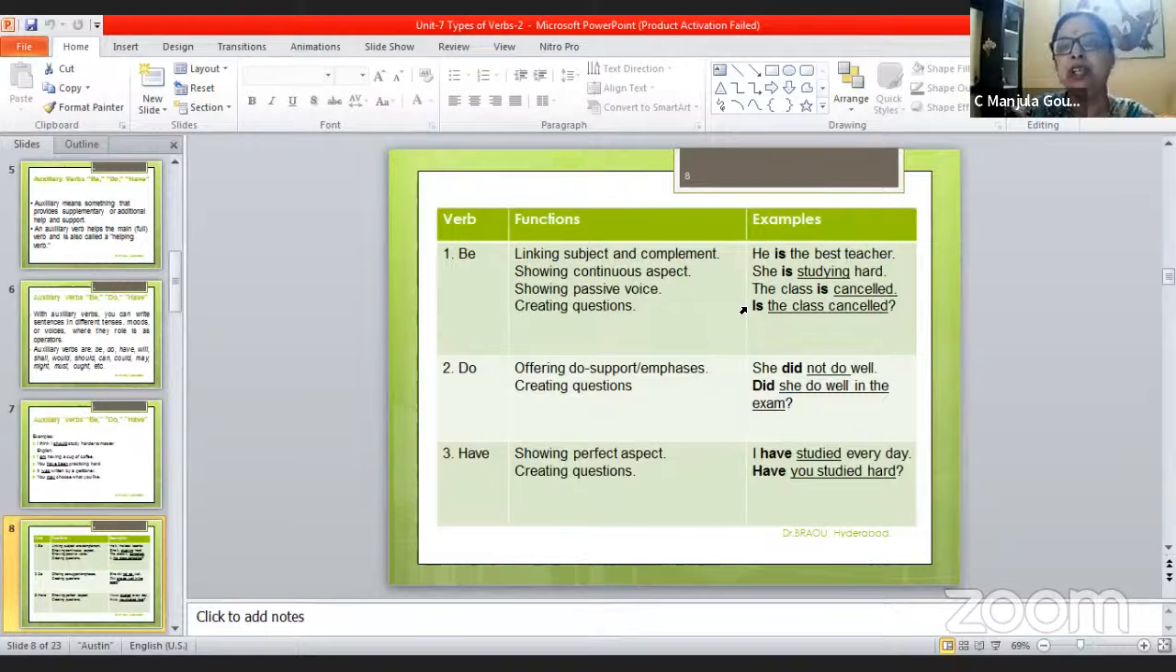Did you observe here in B? Is the class cancelled? So it is giving you information. Is it cancelled or not? The same way here, did she do well in the exam? So you can give your answer here, yes or no. She didn't do it. You got the answer there. She did not do well. Right.